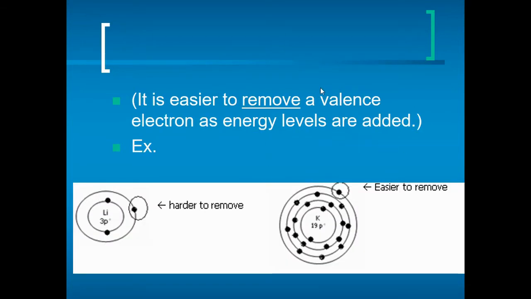Okay? So all that to say is that it's easier to remove valence electrons as energy levels are added. It's easier to remove a valence electron from potassium because it's further away from the nucleus than for lithium. Okay? Easier to remove. That's going to go into ionization energy. We'll talk about that in a little bit.